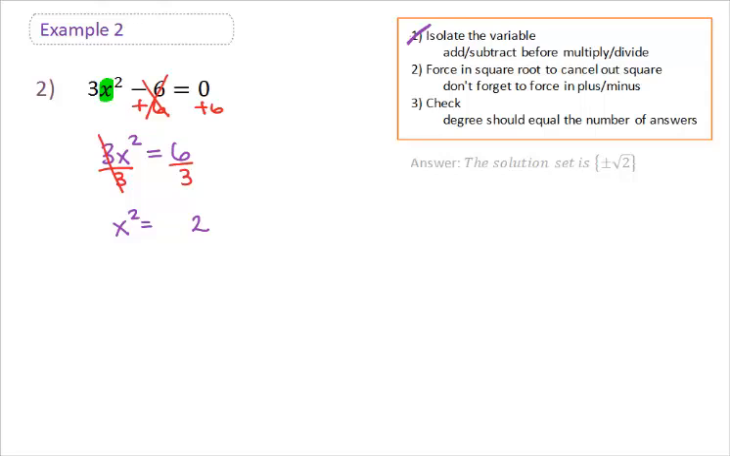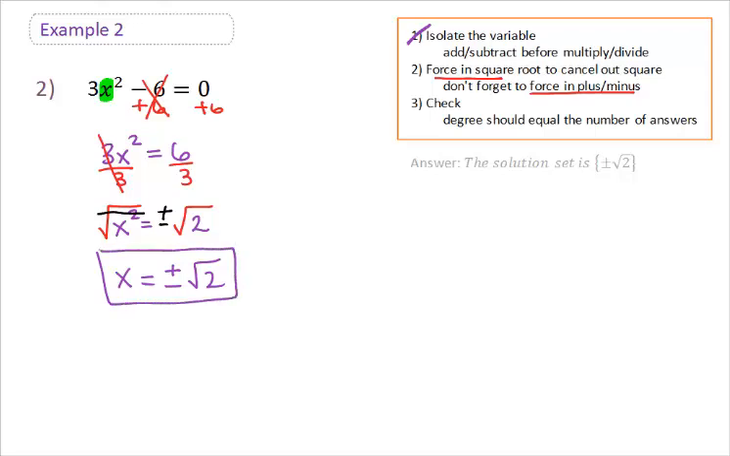Now, to get rid of the square, we're going to force in our square root. Don't forget that also forces you to put in a positive and a negative. So putting in square roots on both sides of this equation, and then inserting the plus or minus that goes with it. On the left, the square and the square root cancels out, leaving us with x. On the right, we have both positive and negative. You cannot simplify square root of 2 at all, so that's how we leave it as our final answer. X equals plus or minus root 2.